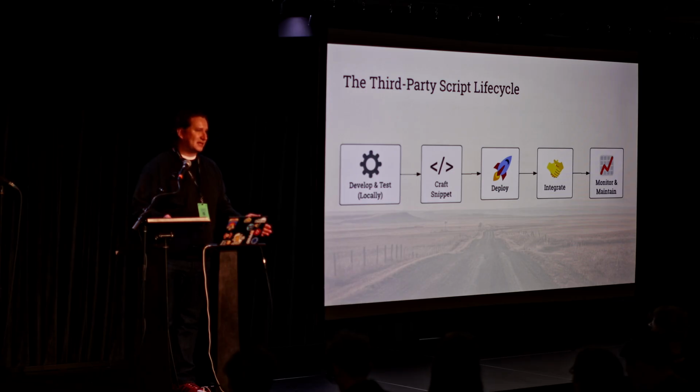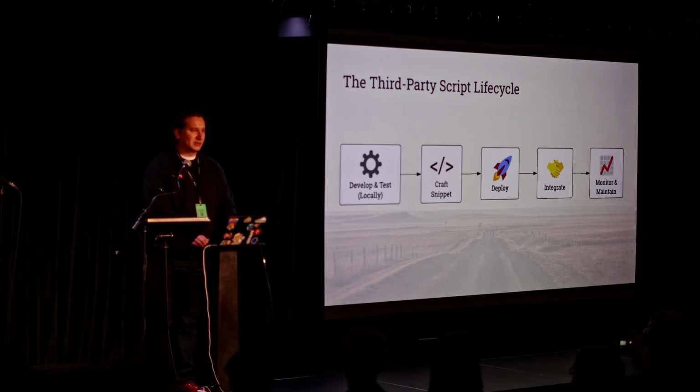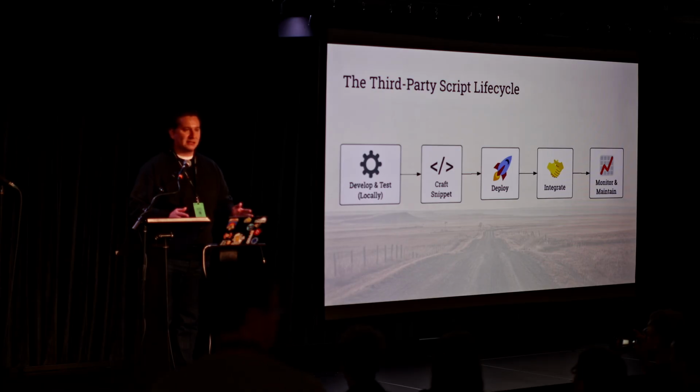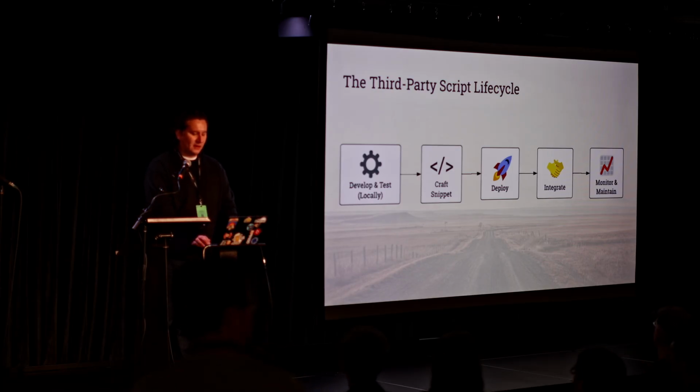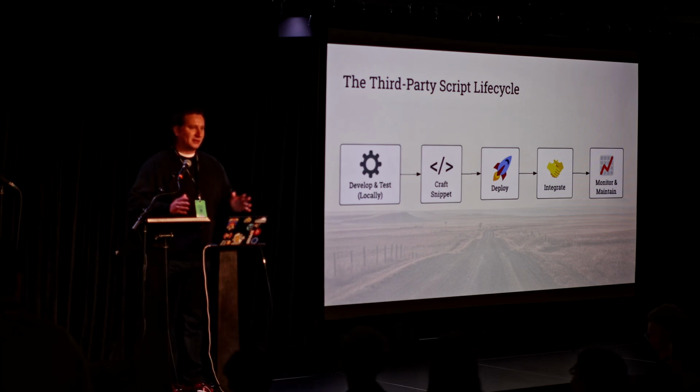So here is the life cycle of a third-party script. First, you develop locally, simulating many different environments that your script might encounter. Second, we create the HTML snippet for the site owners. Third, we deploy, minify, CDN, and version our script. Then integrators embed it. And finally, the monitoring and maintenance stage. So this is an iterative loop of feedback, performance data, and improvements that keep the script stable over time.